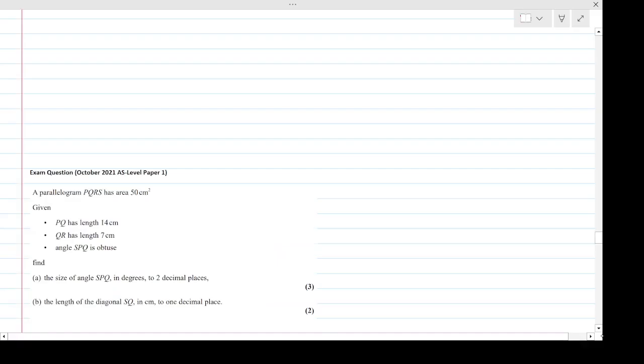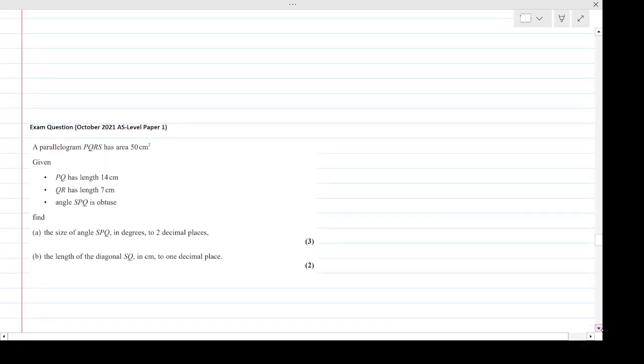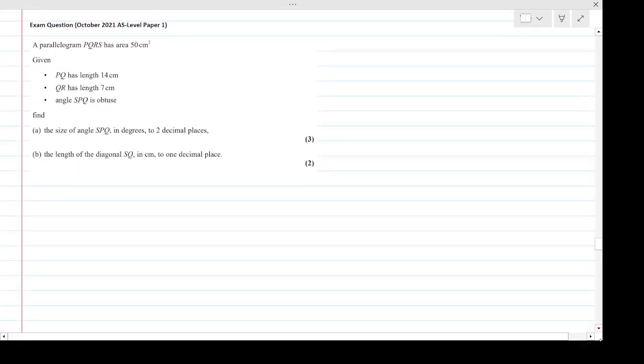So we've got to an answer of 12. Right, okay. So there we are then. Let's finish off with an exam question. We are given a parallelogram PQRS with area 50, and we're given some stuff about the lengths PQ and QR. First of all, find the size of angle SPQ to one decimal place.